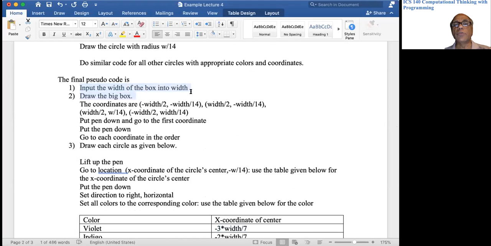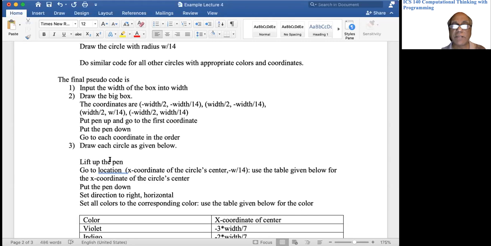So I can gather all this and write my pseudocode here. The first step is to input the width of the box into some variable width. Then draw the big box using this idea. See, I'm not writing detailed Python code. I'm just giving the most crucial pieces of information. Here are my coordinates. So I'll put the pen up and go to the first coordinate, so that nothing gets drawn when I am traveling from the origin to the first coordinate. And then I put the pen down, and then I will go to each one of these points in turn, and that will get me the box.